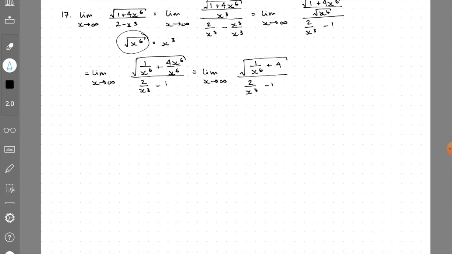Okay, so when we evaluate this, this is just going to tend to 0. This is going to tend to 0 as well. So we're just going to have the square root of 0 plus 4, which is just 4, over negative 1. That's going to be equal to 2 over 1, which is negative 2. So your limit is going to be negative 2.